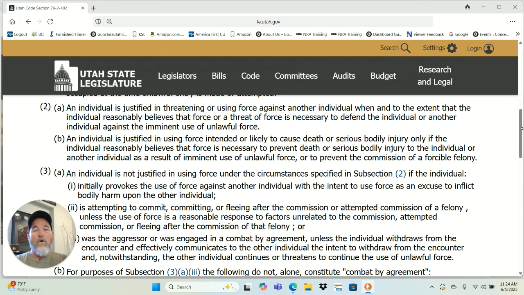But in the state of Utah, you can only use deadly force, and deadly force is defined as any force that's intended or likely to cause serious bodily injury or death. Number one, you are in imminent fear of that person's threat or unlawful force that's going to cause either serious bodily injury to you or death, or the other circumstance is if you are using that force to prevent the commission of any of the forcible felonies that we mentioned above.